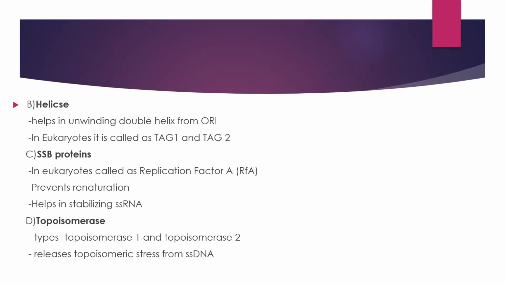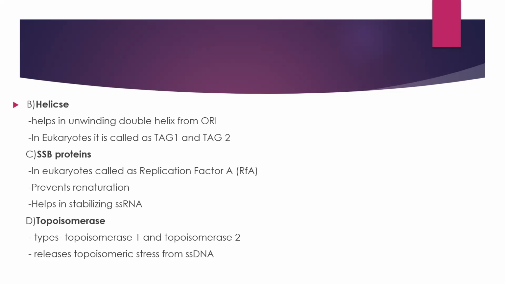So as we consider DNA replication, there are a series of enzymes that are involved, such as helicase, SSB proteins, topoisomerase, and many more. We can discuss them one by one. Helicase is the first one, which helps in unwinding the double helix. At the origin, it converts the double-stranded DNA to single-stranded DNA.